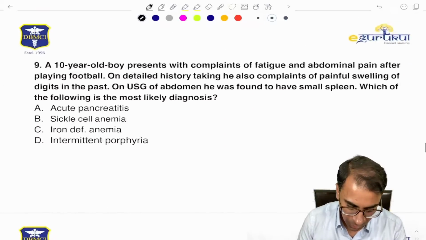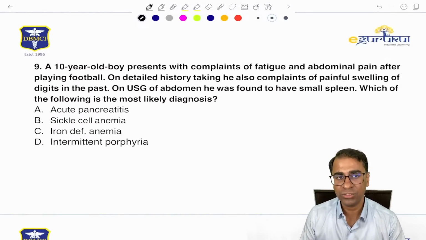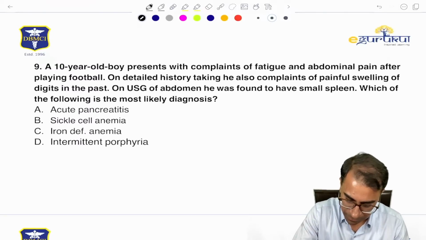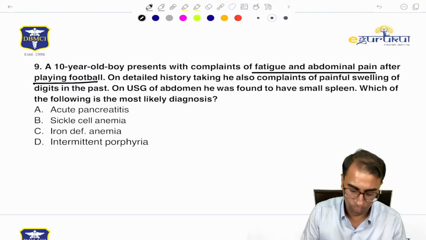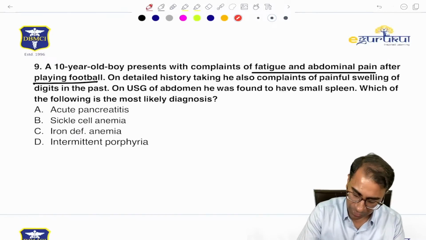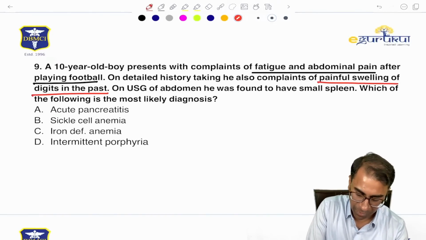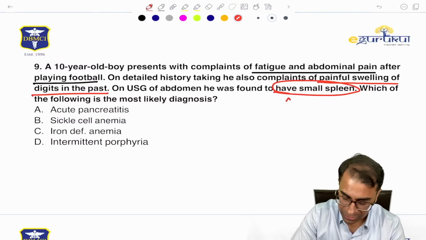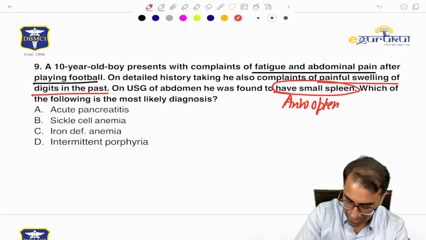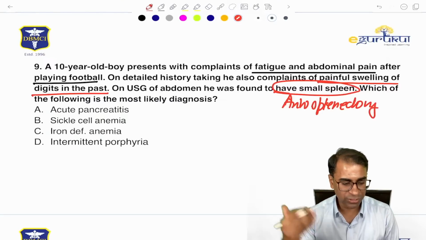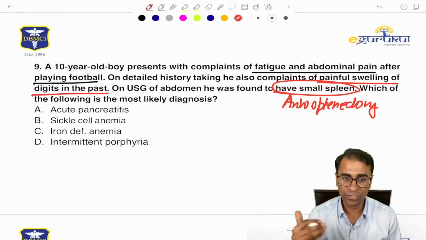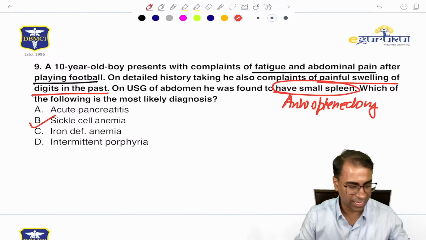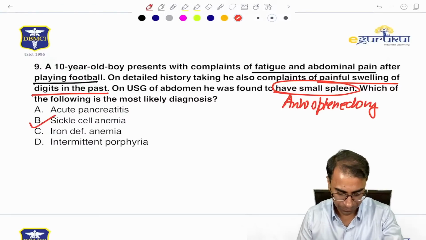Okay. A 10-year-old boy presents with complaints of fatigue and abdominal pain after playing football. Now, this is a typical case where the patient has a painful swelling in the digits of the hands and feet and was having a small spleen. What might have happened here? It might have got, yes, autosplenectomy. This whole thing is talking about which disease? Tell me. Yes, it's a case of sickle cell anemia. Absolutely right, very good. It's a case of sickle cell anemia.